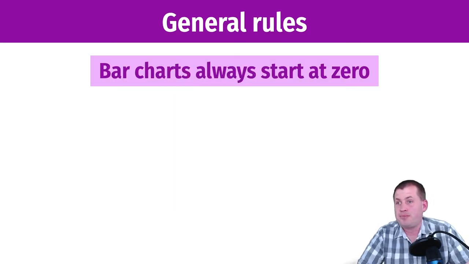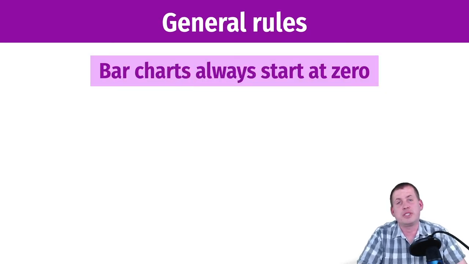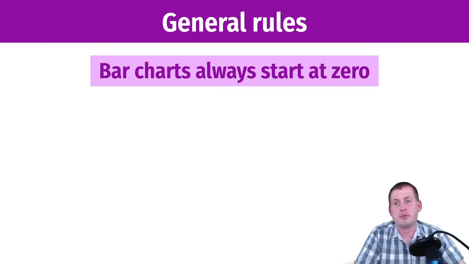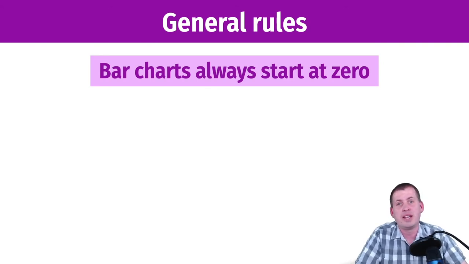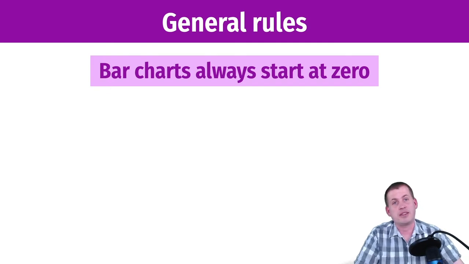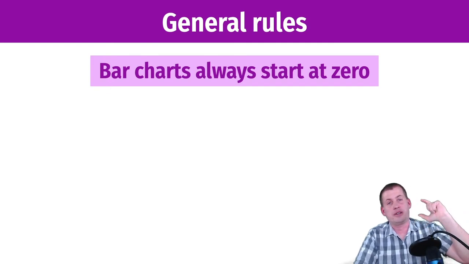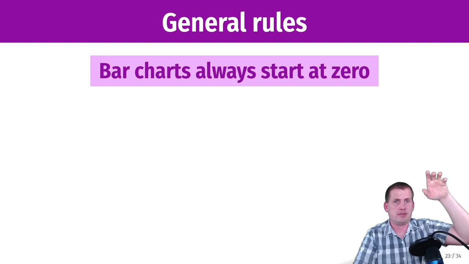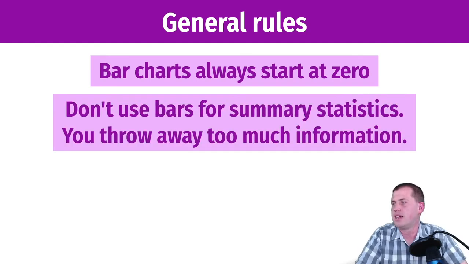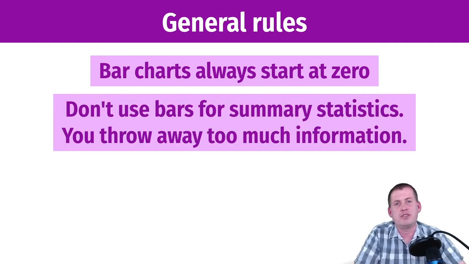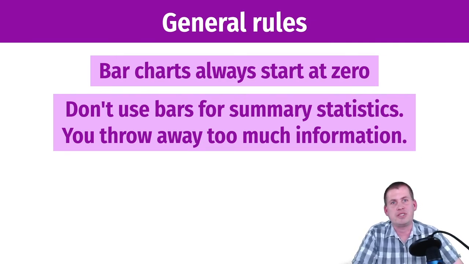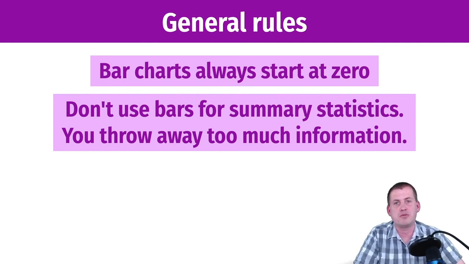So in general, the main rules for doing stuff with amounts and with bar charts is, if you're using a bar chart, always start at zero. Because again, the line length is what is encoding the information, and so you can't truncate that because then you're telling lies. If you have summary statistics, don't use bar charts. Even if you stick error bars on there to make it look more statsy, you're still gonna lose way too much information. So use other things instead.